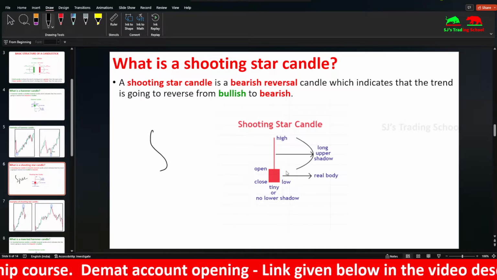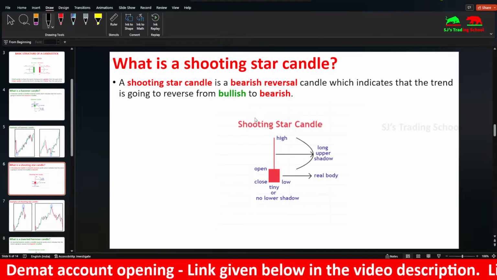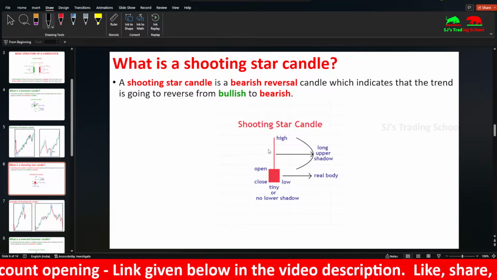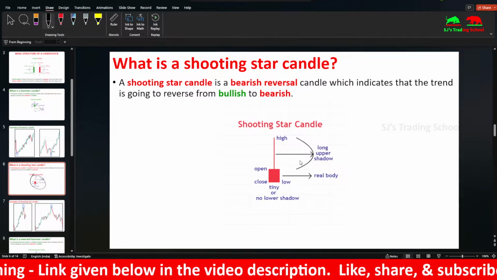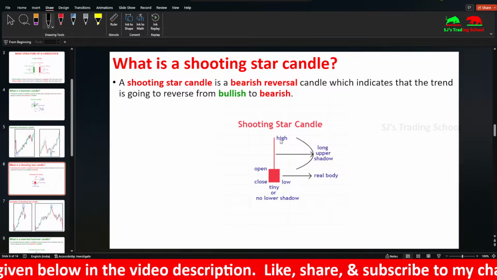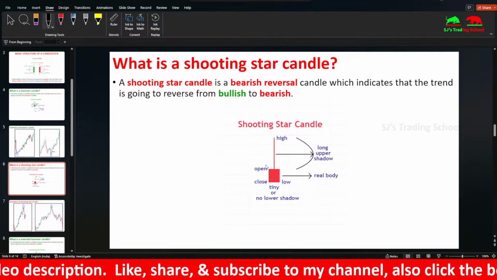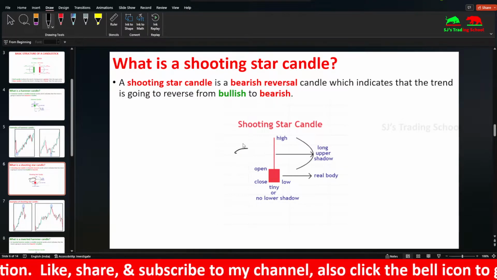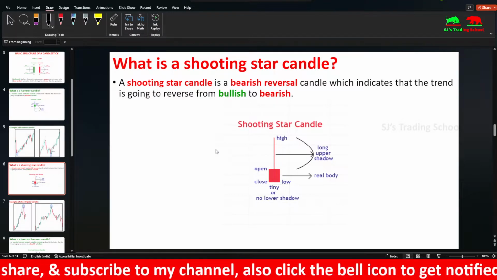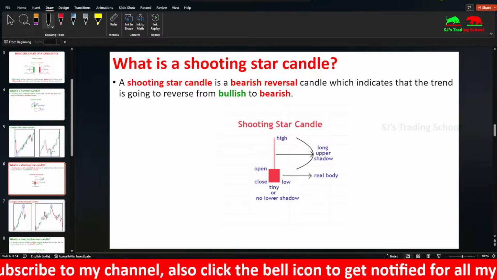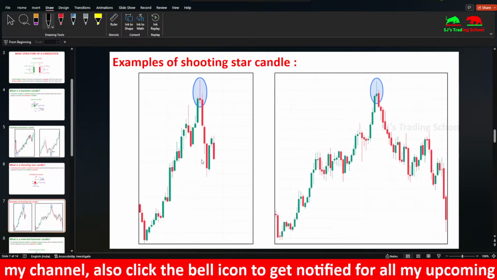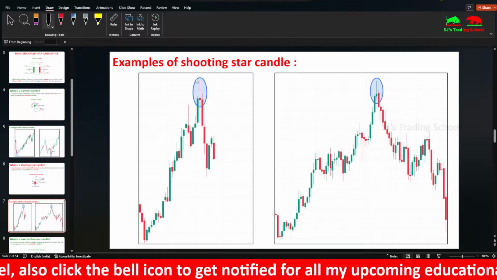So this is what happens in the market too. Like an auction, supply and demand takes place, and that is what happens here. So this is the supply candle. There is no demand for the stock, and the stock falls below the open price. So this is what happens here. I have given you an example here. This is how a shooting star looks.